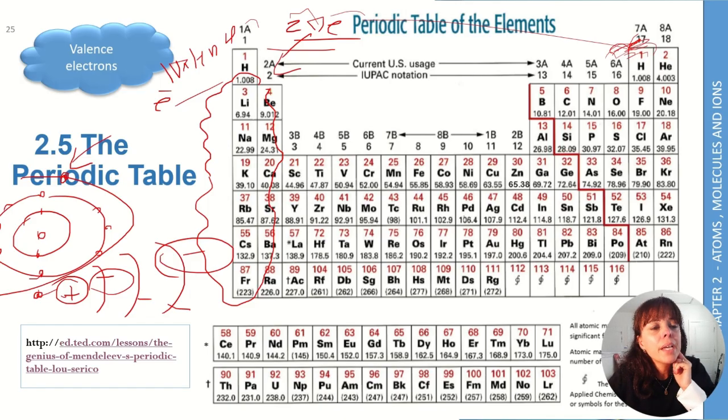And here we have group 17, so all the elements here, fluorine, chlorine, bromine, iodine, all have 7 valence electrons. And see the group numbers? That is the number of valence electrons. 6 valence electrons, 5 valence electrons, okay?